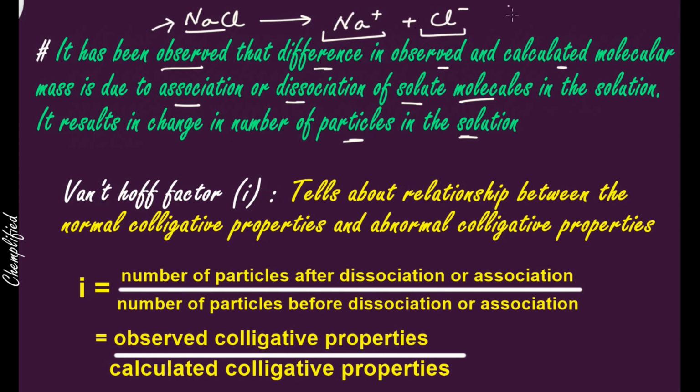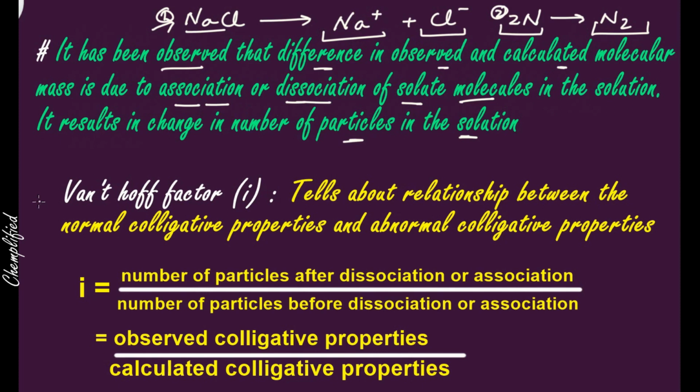For association, you can consider this example. You have two nitrogen atoms which combine together to form an N2 molecule. In the starting, you have two nitrogen atoms or two different particles which combine together to form a new particle, that is one in quantity. So in the first case the number of particles is increasing, in the second case the number of particles is decreasing. This is what we are talking about in VAN'T HOFF factor. About dissociation or association we will talk separately in the upcoming part of the video.